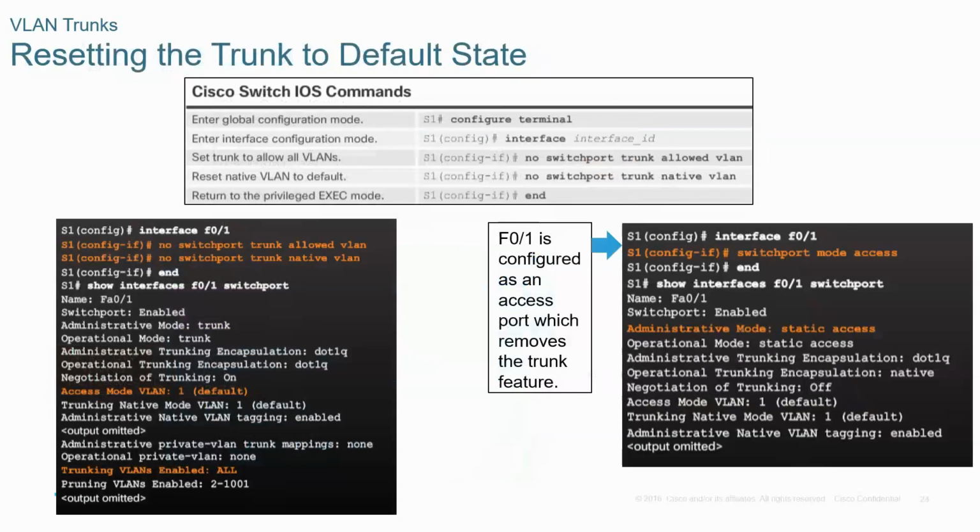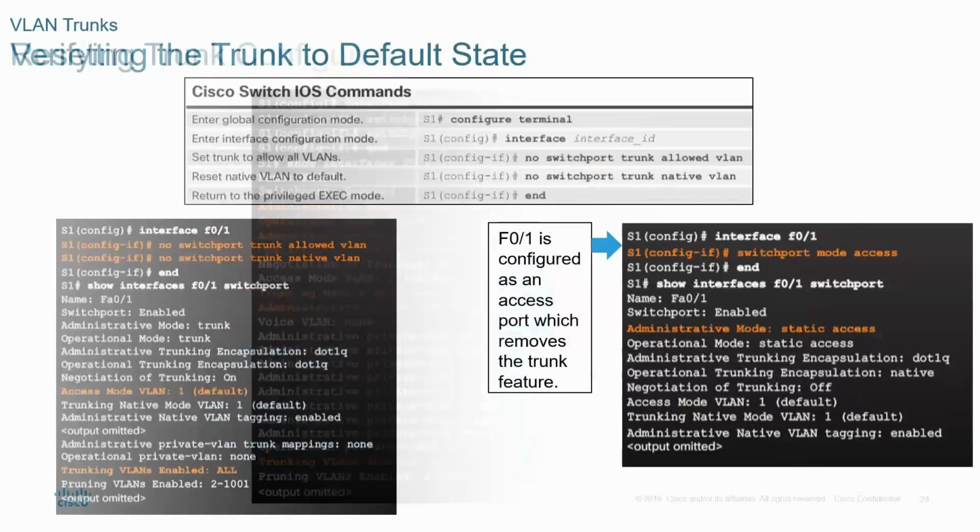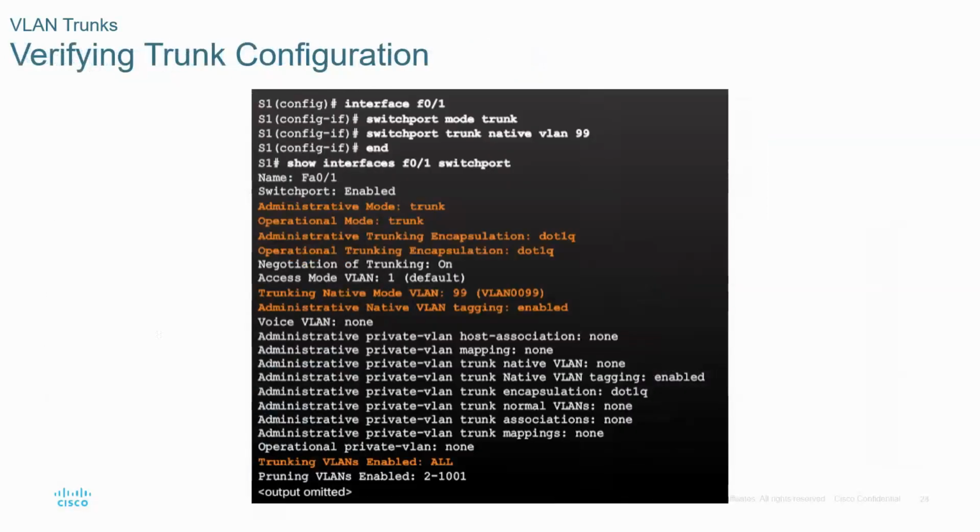If you want to return a link to the default state, you say no switchport trunk allowed VLAN, no switchport trunk native VLAN. Everything is then returned to its default state. If you want to verify, you can say show interfaces, and here you will see that the interface is actually in trunk mode.